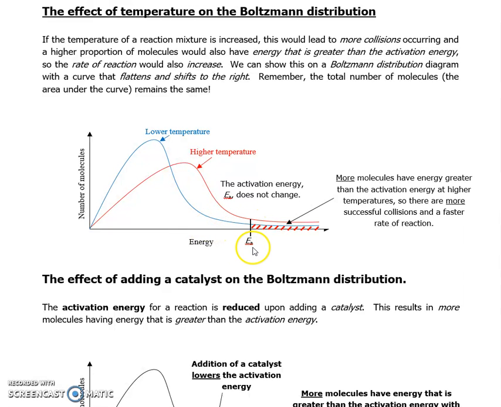Also, the activation energy does not change in this profile. And so we can explain that a higher temperature leads to a higher rate of reaction because there are more molecules with an energy greater than the activation energy. Therefore there are going to be more successful collisions, which will lead to a faster rate of reaction.